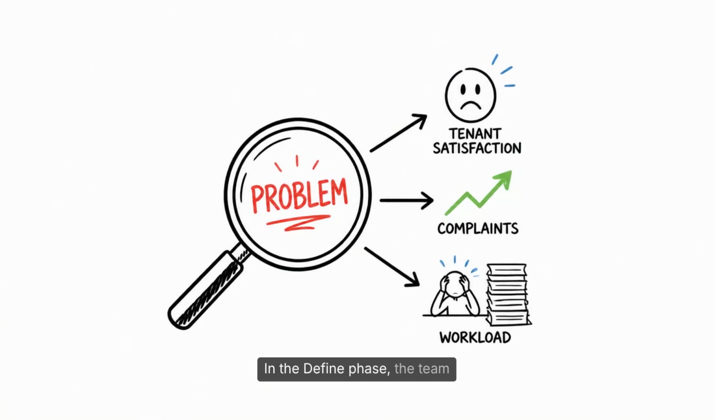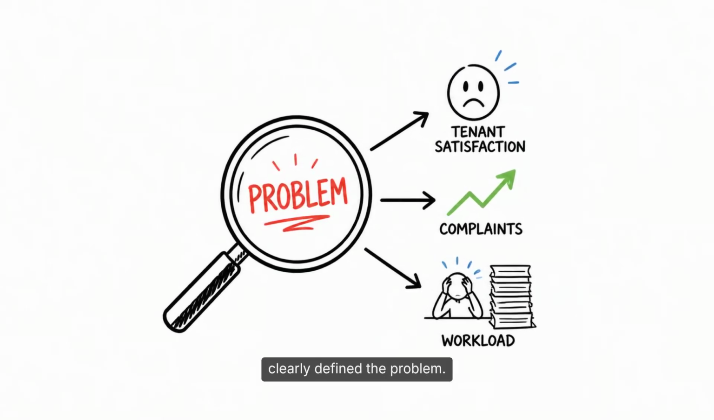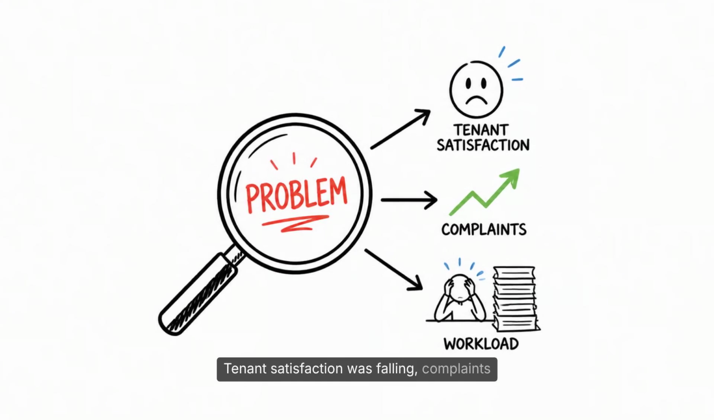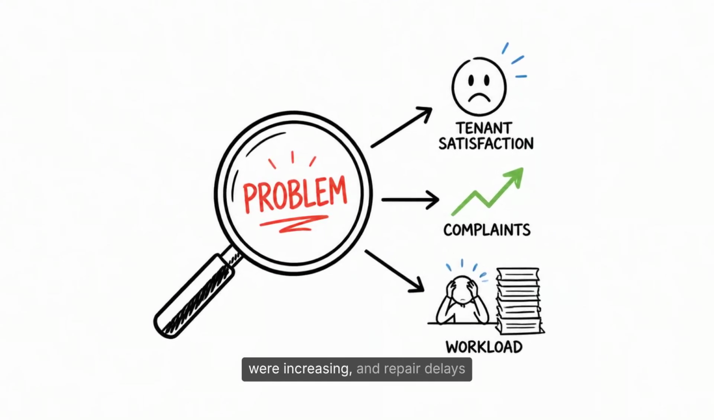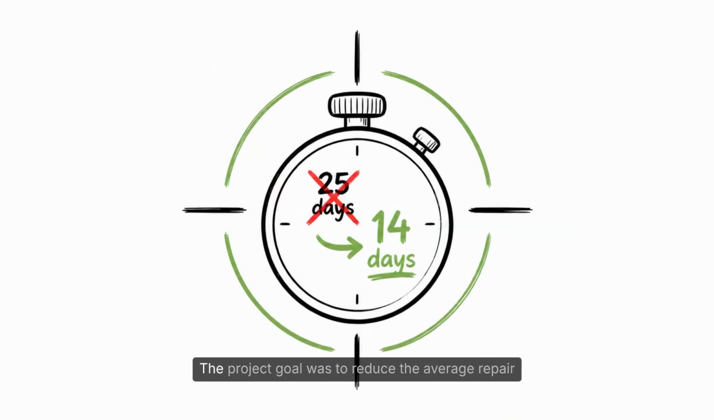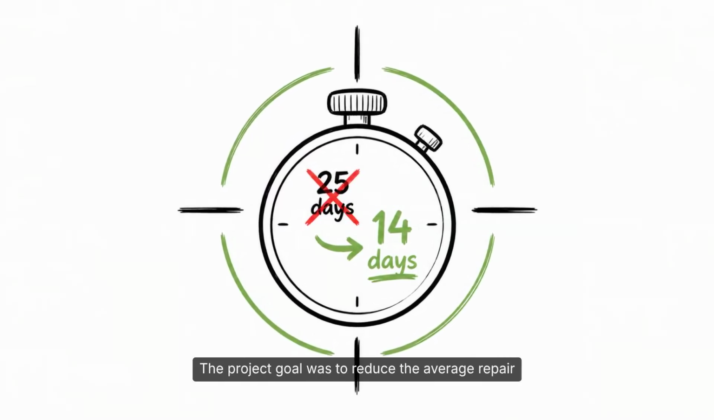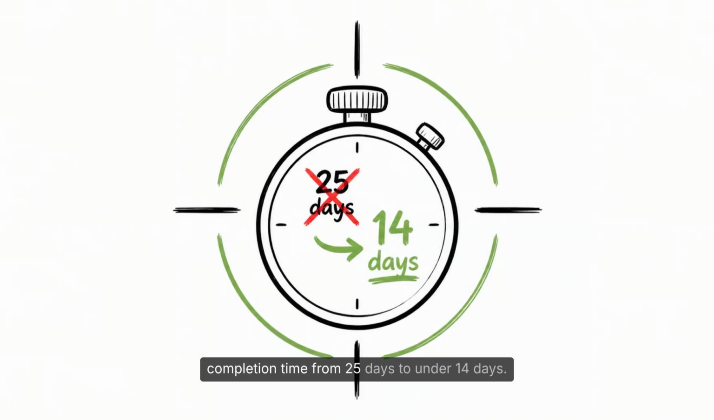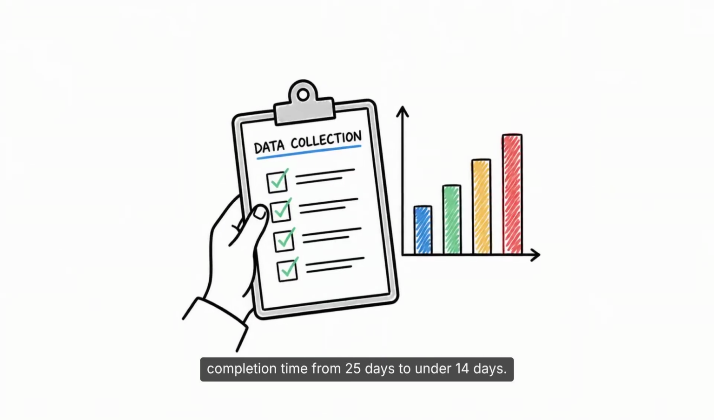In the define phase, the team clearly defined the problem. Tenant satisfaction was falling, complaints were increasing, and repair delays were creating additional workload for staff. The project goal was to reduce the average repair completion time from 25 days to under 14 days.